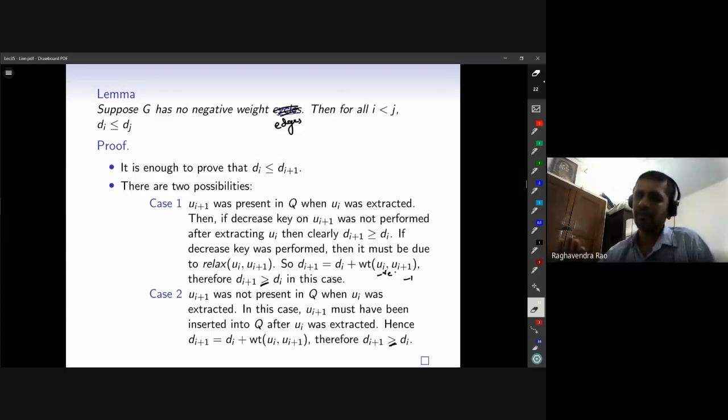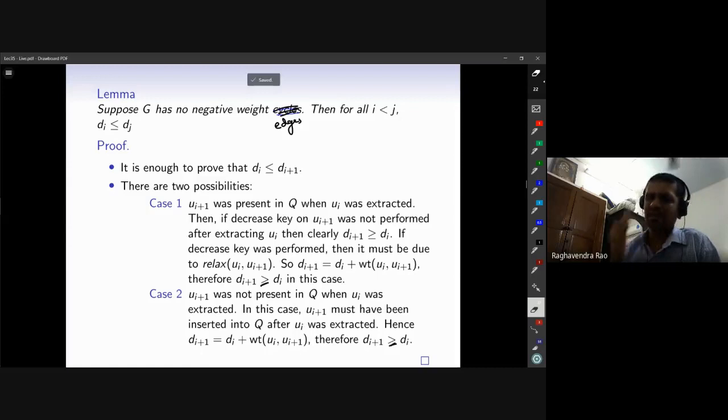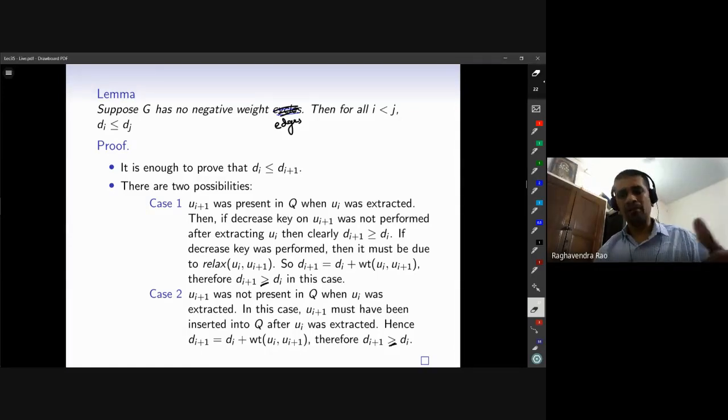When you have negative weight edges, you can see this statement itself fails, so this argument completely collapses. But you can still argue, as in Bellman-Ford, that even with negative weight edges, if you run Dijkstra sufficiently many times, you will actually get the correct result. But sufficiently many times will be really too much.